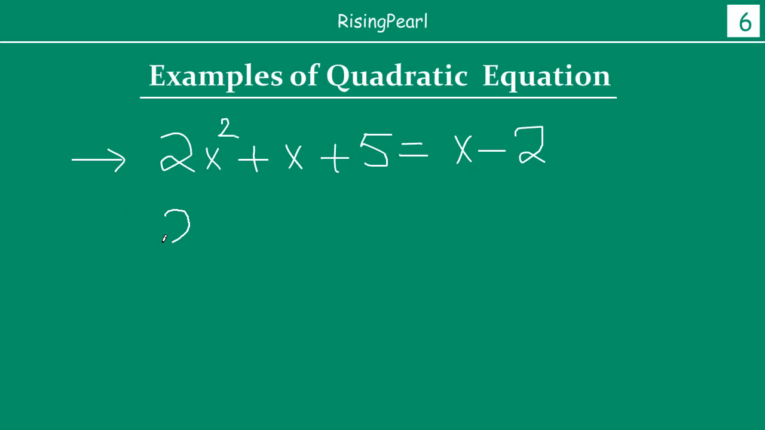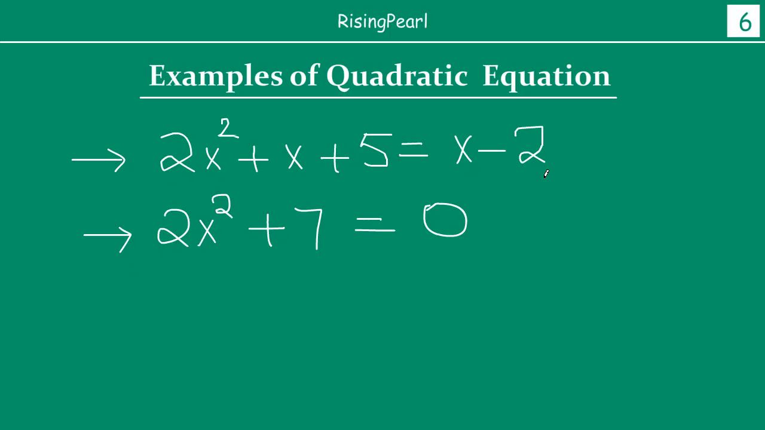Also, you could have written the same thing as 2x squared. Let's get this x on this side. So the x and x will cancel out, right? And then when you get the 2 on this side, it will become plus 2. So this will be plus 5 equal to 0. So this is again a perfect example of a quadratic equation.